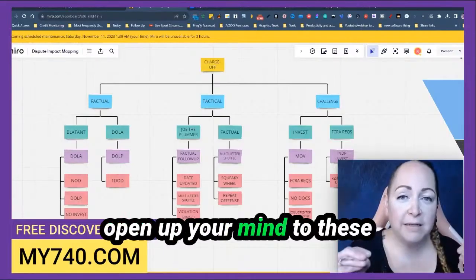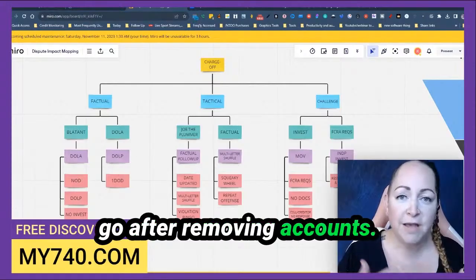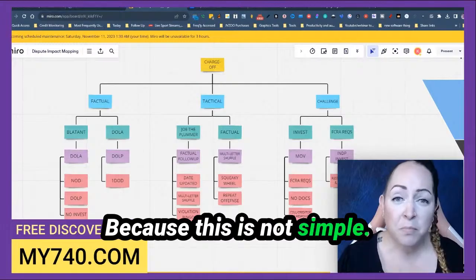We can also do factual challenge. Open up your mind to these different ways to go after removing accounts. Why do we have so many different things we're going over? Because this is not simple.